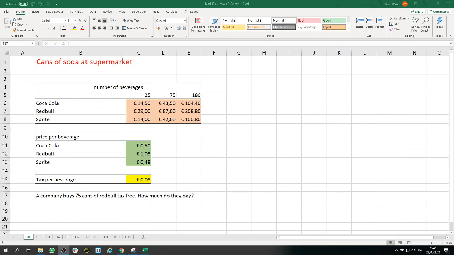Mock exam 2 for test 1. Again, 11 questions. So let's tackle them one by one. So the first question, already we have a table.